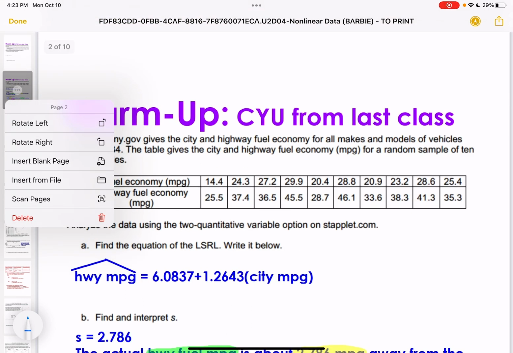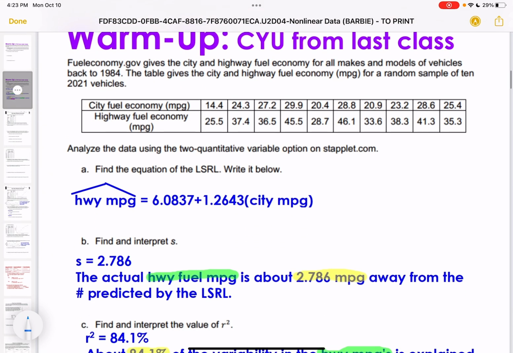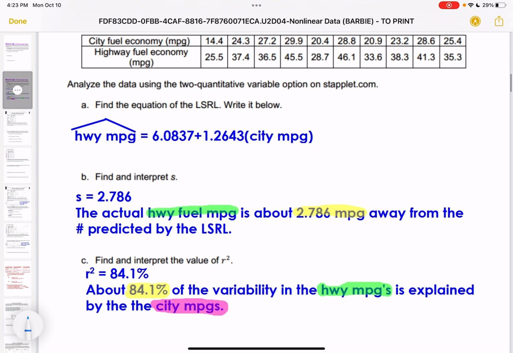So we should be good to go. If you plug that data in correctly, here's your LSRL. Make sure you've got everything defined, or you could throw your actual context into the equation. Your S and your R squared are there. Please look at the interpretations and make sure you've interpreted correctly. If not, go back and redo those right away, as that's super important to what we're doing.